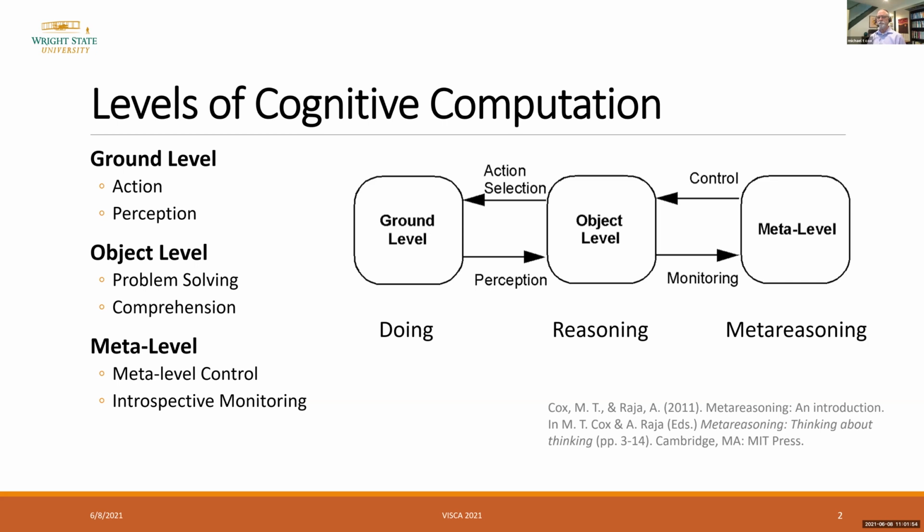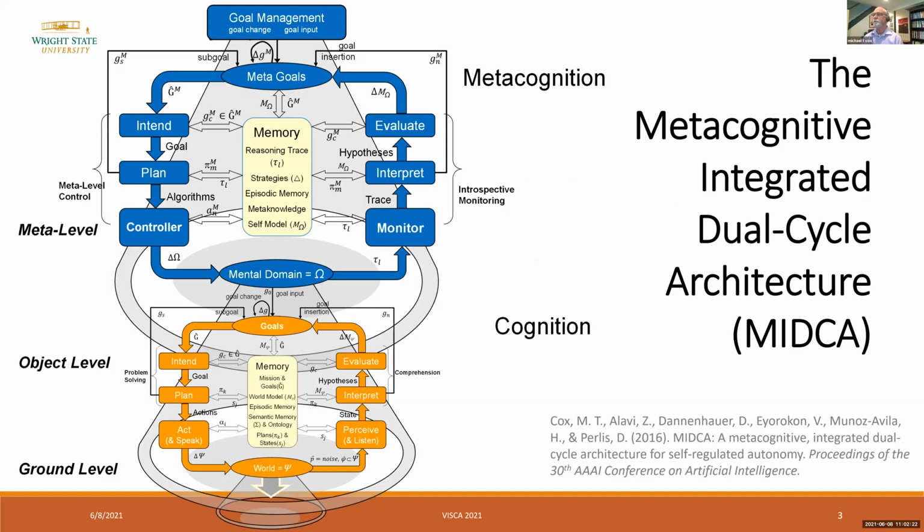And then there is another level called the meta level, which is similar to action perception, but instead of acting in the world and perceiving the world, you want to control your reasoning and have some kind of a trace or input about what your reasoning is doing in an explicit way, so that just like you would have models of the world, you could have models of the self. So our architecture, MIDCA, is the Metacognitive Integrated Dual Cycle Architecture, and it has two similar action perception cycles. One I mentioned, which interacts with the world. The other interacts with cognition.